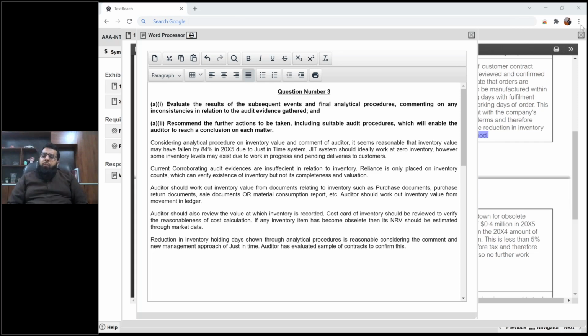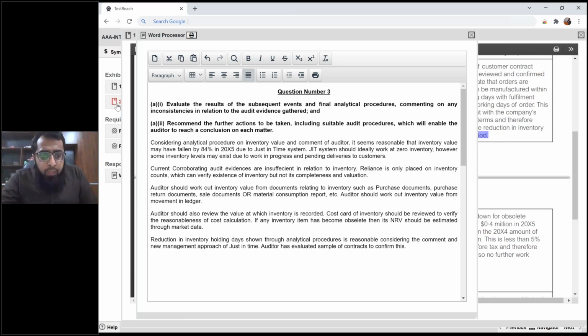So yes, the inventory days must have been reduced due to just in time approach. And for them, the auditor has reviewed the sample of the contract, which is normal, which is acceptable. So the first was on inventory valuation, then we commented on the corroborating evidences, we discussed two of the procedures, then we discussed the reduction in inventory holding days. We all know that this formula is not the actual representation of the whole year, because we just pick up the closing stock. But the auditor has verified it through a sample of the contract and it justifies.